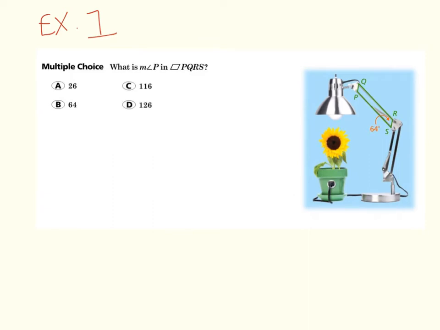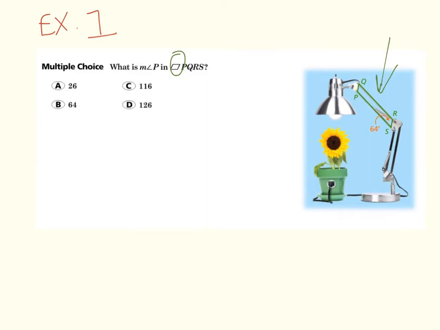Our first example is kind of like a real life question. The question says, what is the measure of angle P in parallelogram PQRS? Remember, this is the symbol for parallelogram. If you look up here on the picture, the parallelogram is created in the lamp, and PQRS is a parallelogram. They're giving us angle S, and they want to know what angle P is.